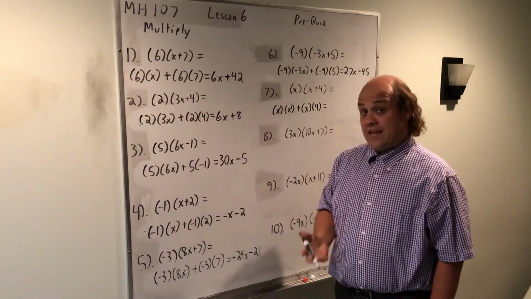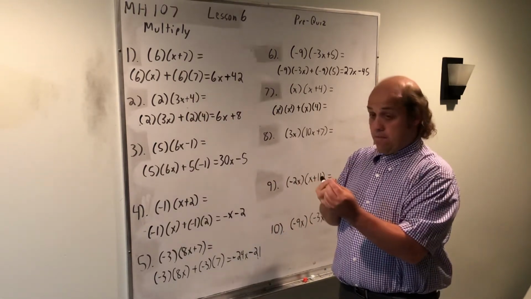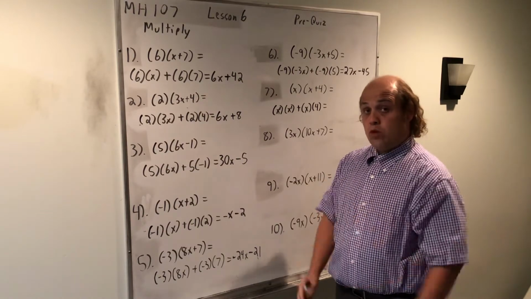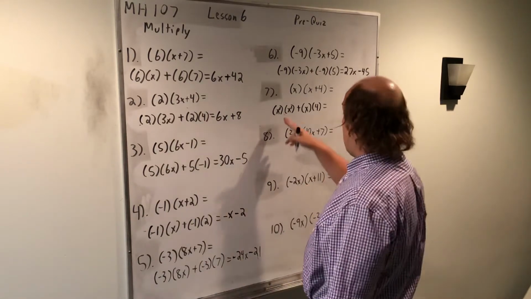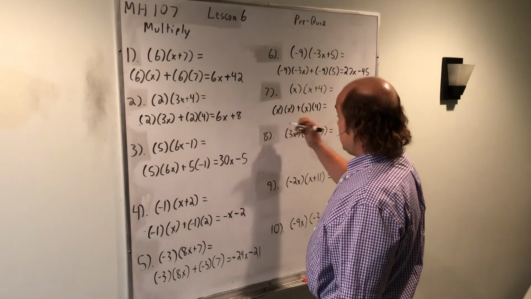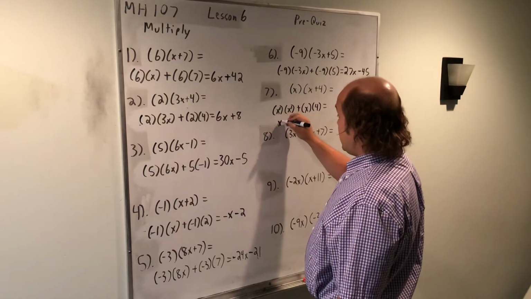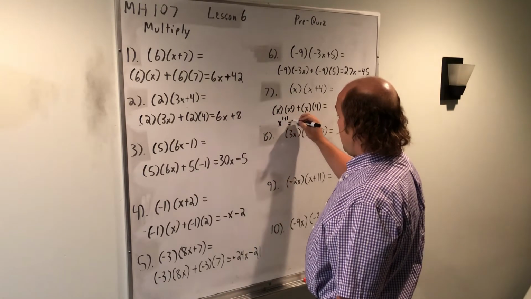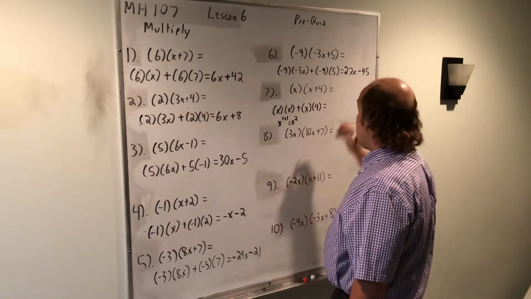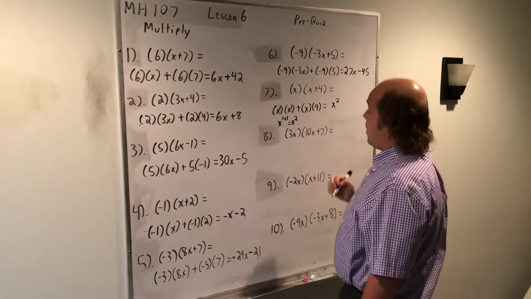When we deal with exponents, we learn that when you have the same base and you multiply, what you really do is add the exponents. So x to the first times x to the first becomes x to the 1 plus 1, or x to the second. That's where this x squared term comes from.